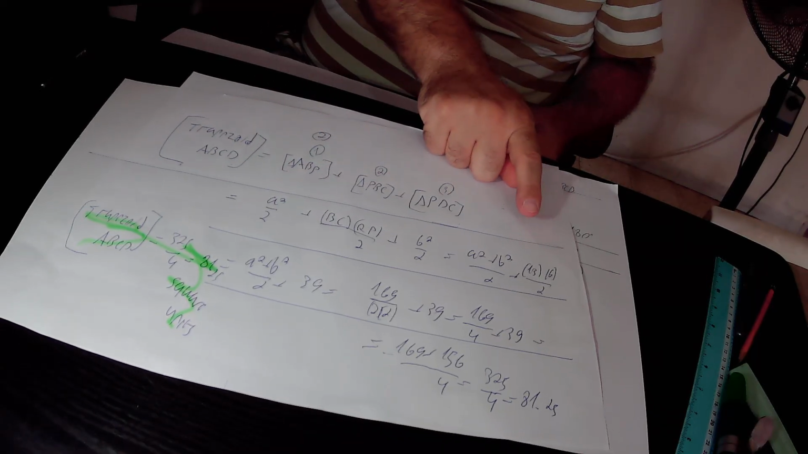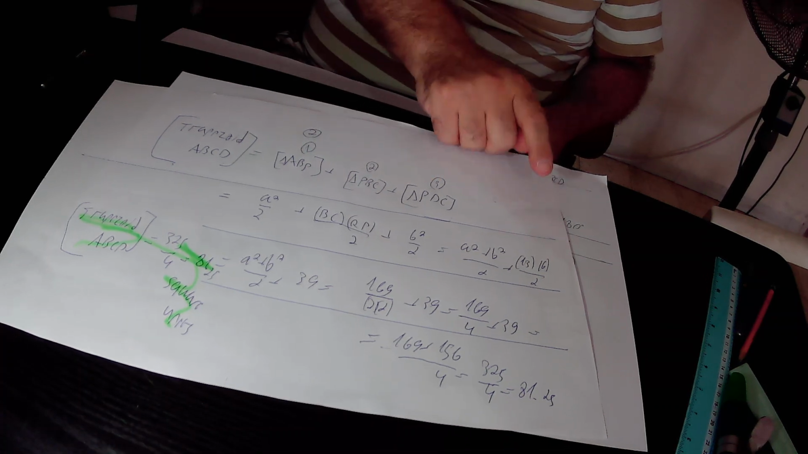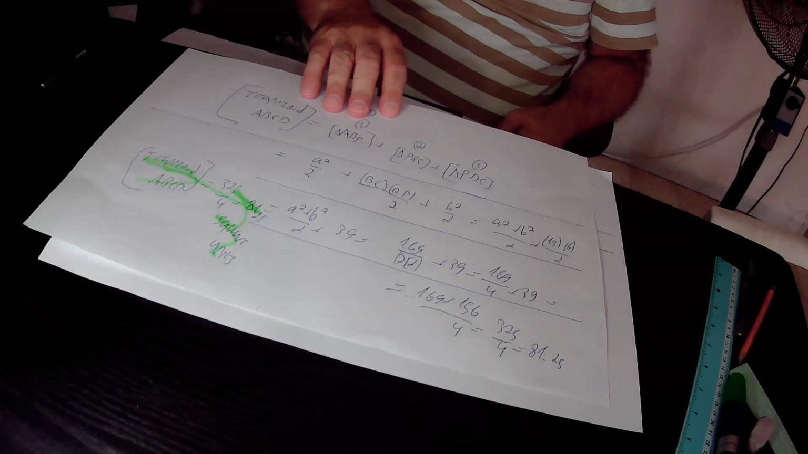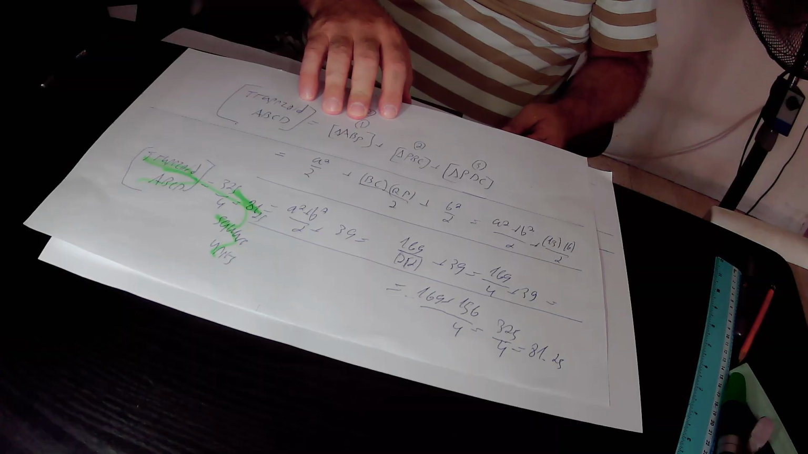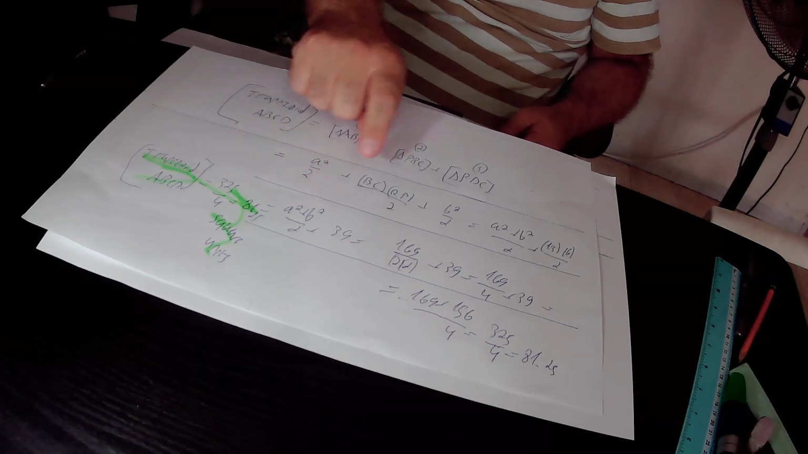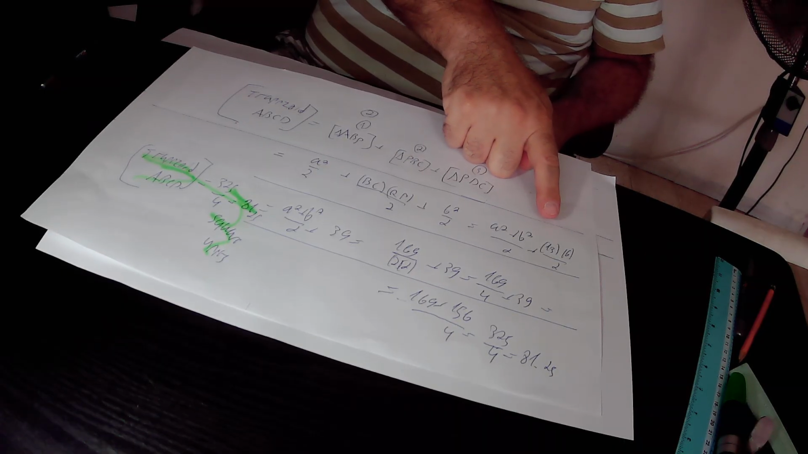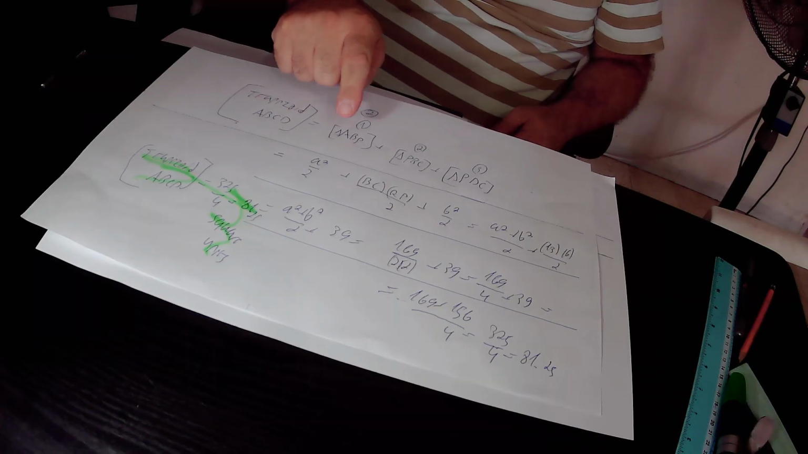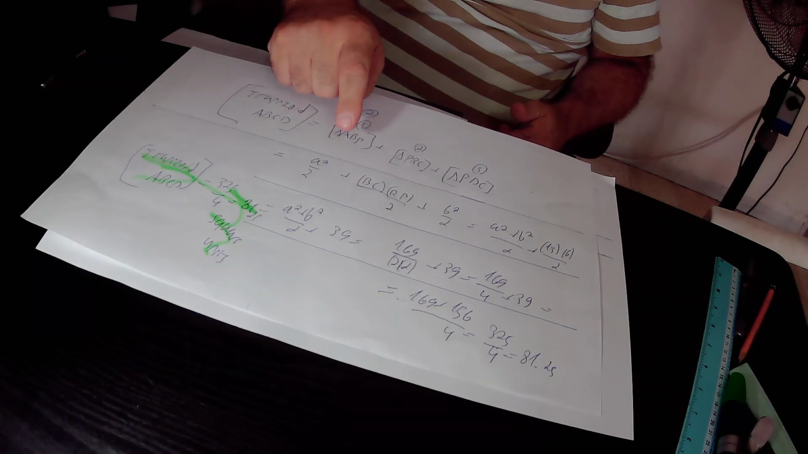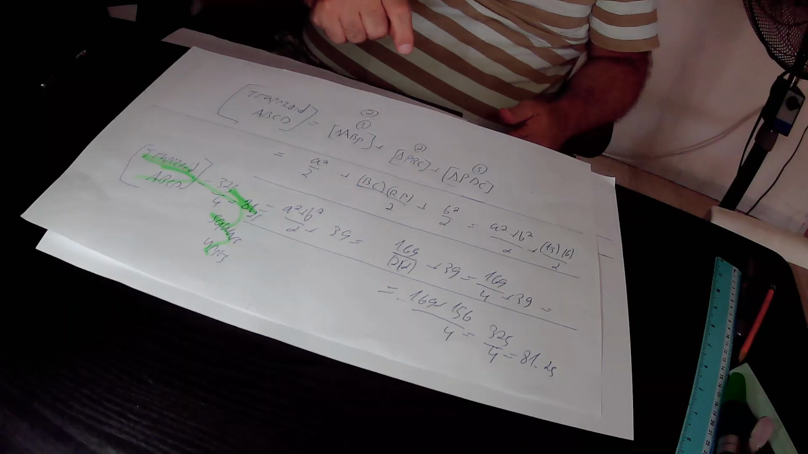BC is 13, QP is 6, divided by 2. So in total, we found out that the area of trapezoid ABCD equals (A squared plus B squared) over 2, and 13 times 6 over 2, 6 over 2 is 3, and 3 times 13 is 39. So in total, this expression equals 39. So the area of trapezoid ABCD equals (A squared plus B squared) over 2 plus 39.